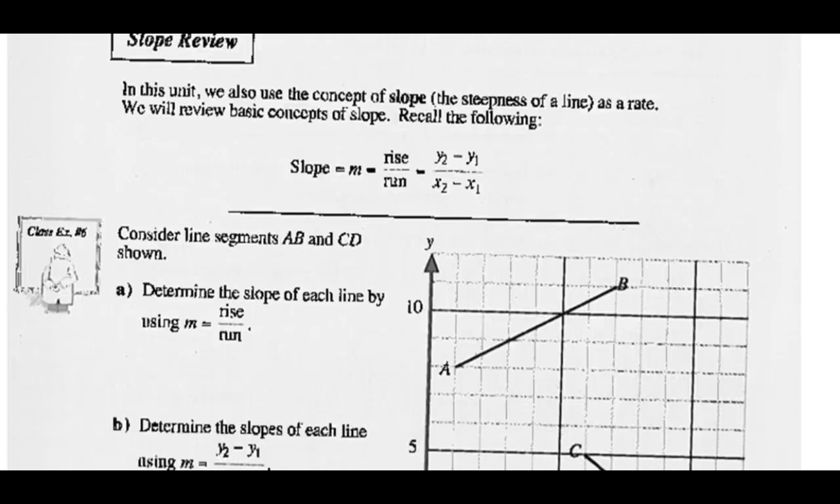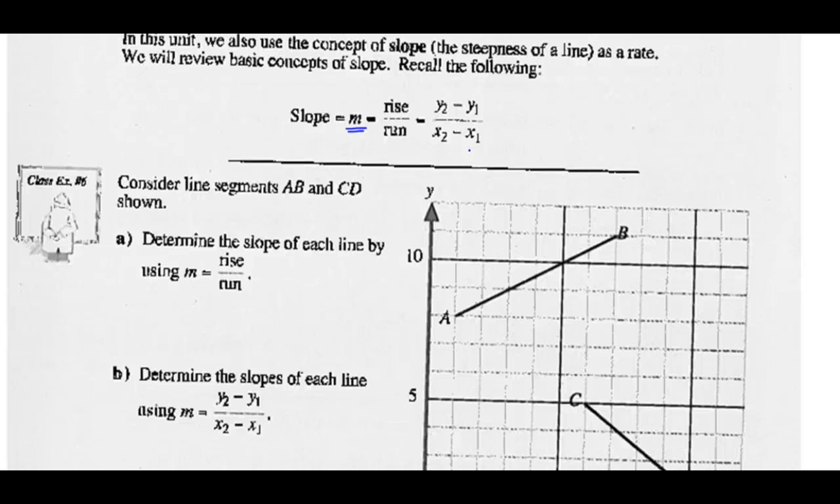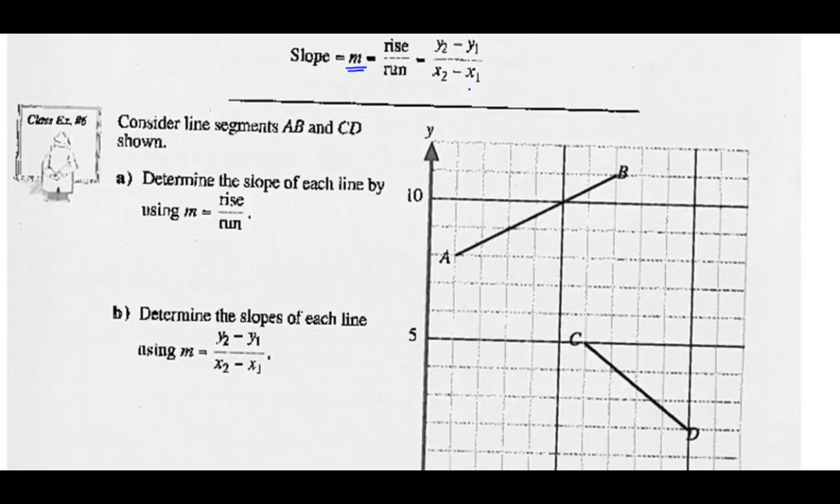Recall that the definition of slope is rise over run. Our symbol for slope is lowercase m. If you're given 2 points on a coordinate plane, then rise is a difference in the y-coordinates, y2 minus y1. Run is a difference in the x-coordinates, x2 minus x1. So let's consider the line segments AB and CD as shown. Determine the slope of each line using the formula m equals rise over run.